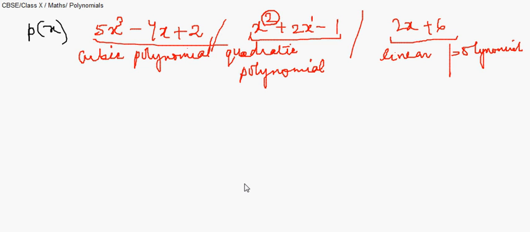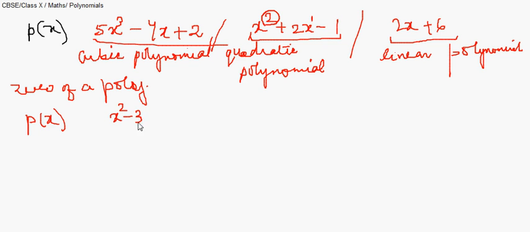Now what is the value of p(x)? How do we define the zero of a polynomial? Suppose p(x) is represented by any polynomial expression. I take this example, x squared minus 3x minus 4. This is a polynomial. Now if I replace this x with any integer, I might try x being 0, minus 1, 2 and 4.